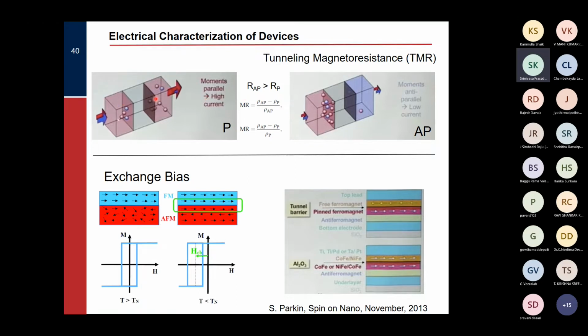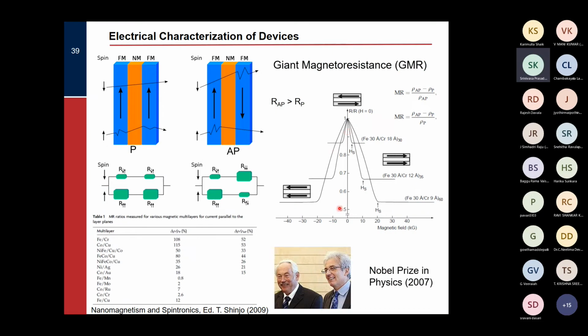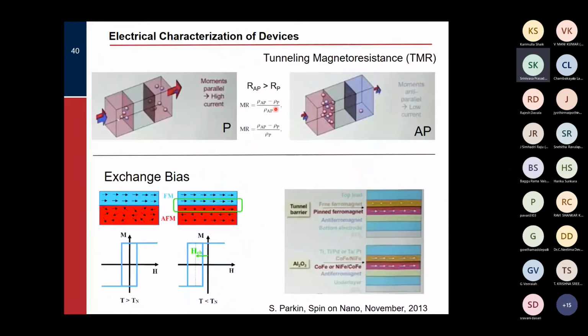So the reason why tunnel magnetoresistance came after giant magnetoresistance is the resistance ratio. With giant magnetoresistance we are getting something like 100, right? Here this number can go much higher, which means that the sensitivity will be much higher. Okay, so now I'll show the applications in the next slide.